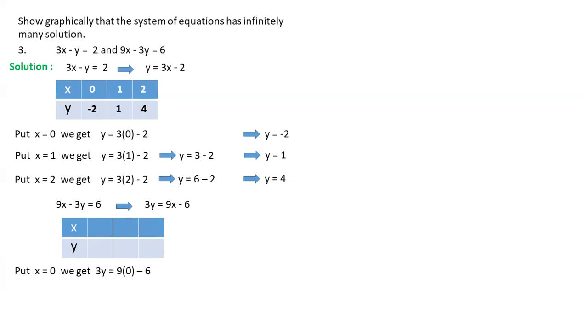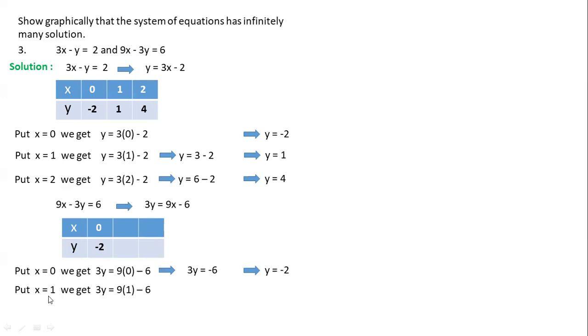Putting x is equal to 0. When you put x is equal to 0, this becomes 0. So 0 minus 6 is minus 6. 3y is equal to minus 6, so y is equal to minus 2. So it will be x is 0, y is minus 2.